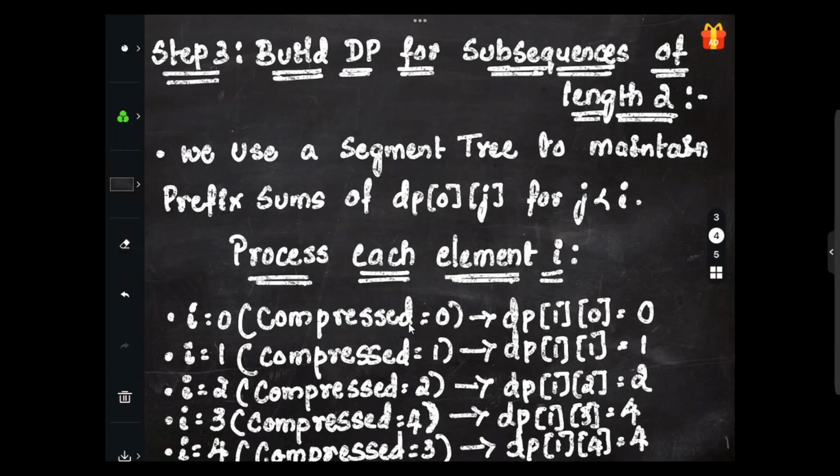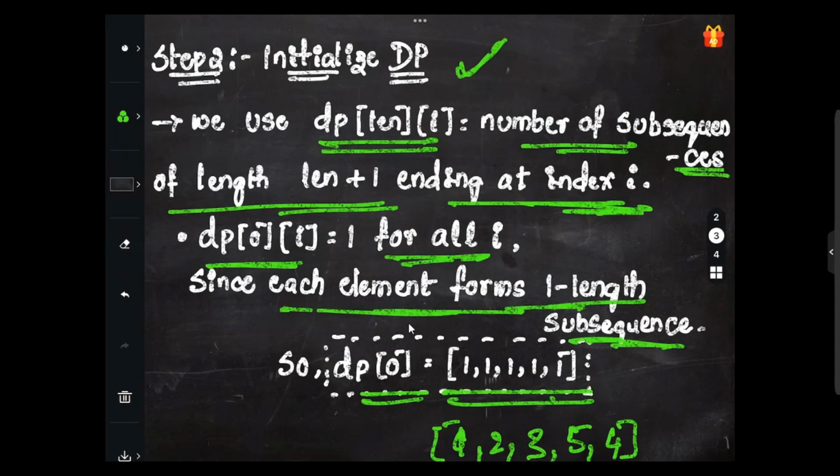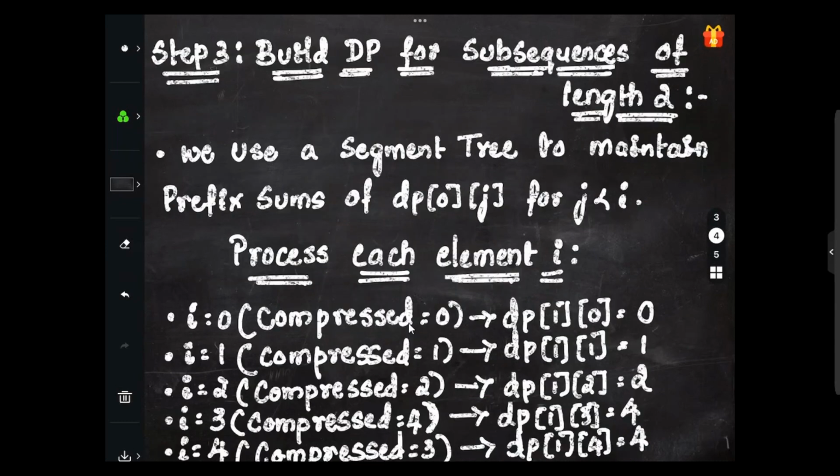Next, let's move on to the next step. We went with the initialization of the DP. Next we will be seeing the build process using the DP. So we will build the DP for subsequences of length 2. Initially DP of 0 consists of 5 times 1. So now let's build for the subsequences of length 2.